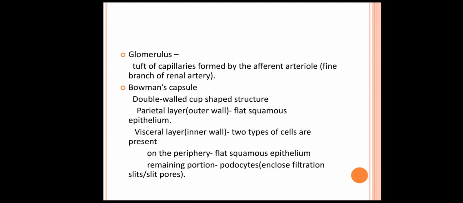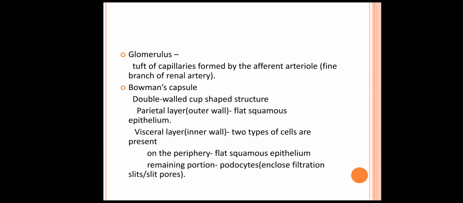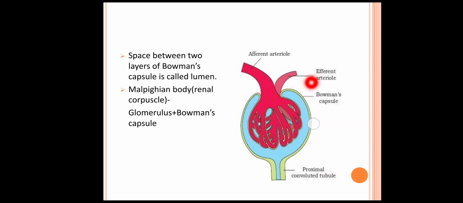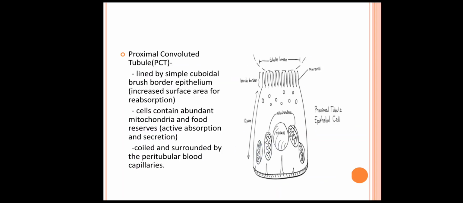First is the glomerulus. Glomerulus is usually a tuft of capillaries which are formed by the afferent arteriole. This afferent arteriole is a fine branch of the renal artery. Next, there is the Bowman's capsule. It is a covering around the glomerulus.